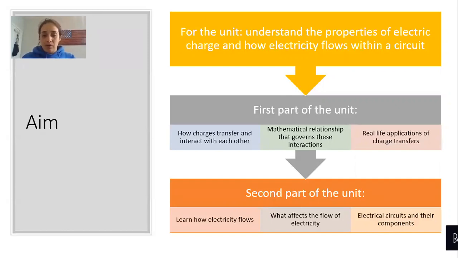In the second part of the unit, we're going to be learning more about how electricity flows. So how it moves within a circuit, what affects electricity as it's flowing, and what are the different components of an electrical circuit. So we'll have a little bit of a basic understanding about how it is that our lights turn on in our house, what happens in our cell phones, how our cell phones charge, our computers charge, and so on.